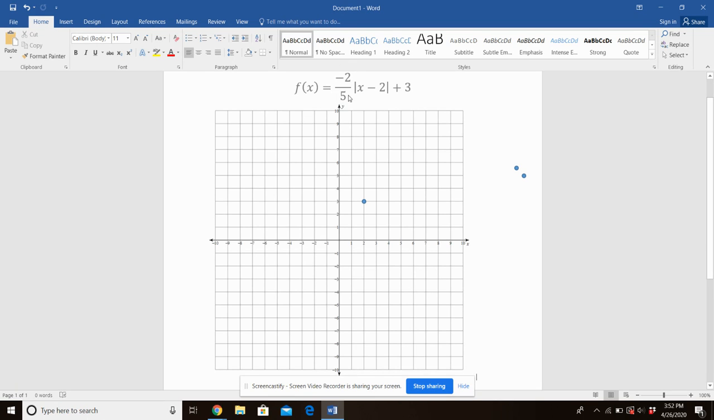From the vertex then, I'm going to use this a value along with the fact that it's a reflection at the same time. So -2/5 I'm looking at. I know that it's going to be a shrink, so it's going to appear shorter and fatter, and I also know that it's going to be pointing downward since it's negative. So again, remember that that a value acts like a slope.